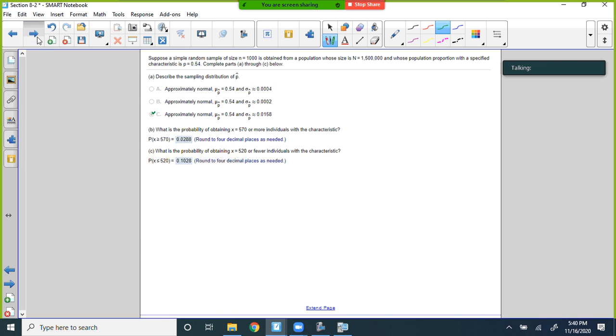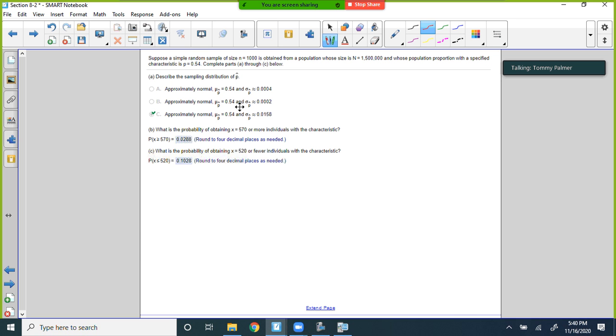Now, suppose a random sample of 1,000 is obtained from a population whose size is 1.5 million. Well, 1,000 is far less than 5% of the population, right? So we're good on that, check. And whose population proportion of a specified characteristic, the mean of P hat, is 0.54, right? A mean proportion of 0.54. Calculate parts A through C.